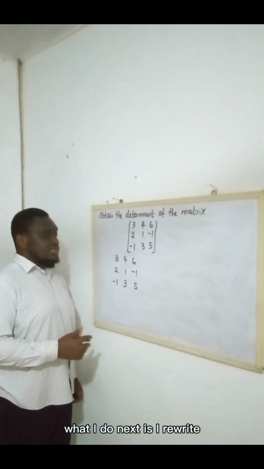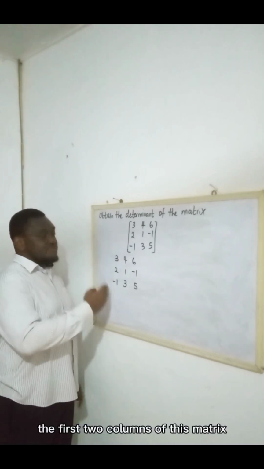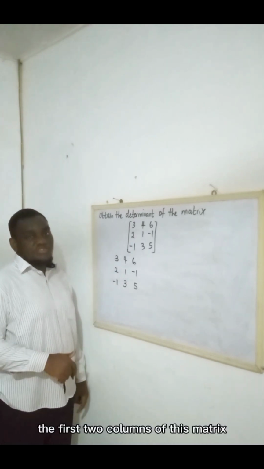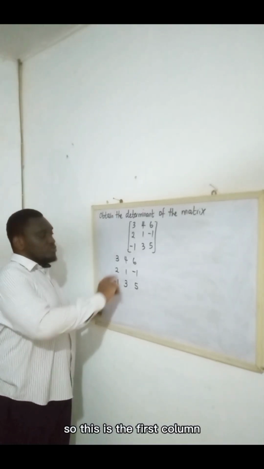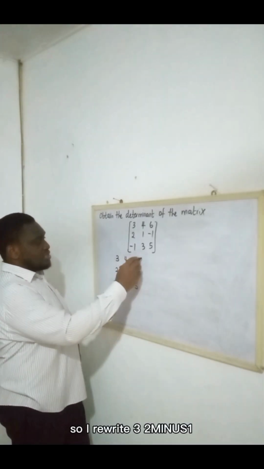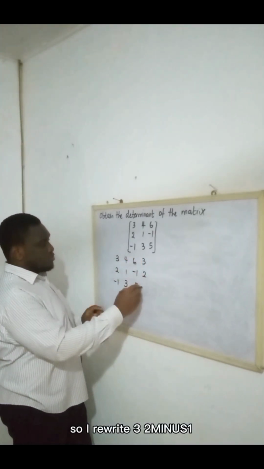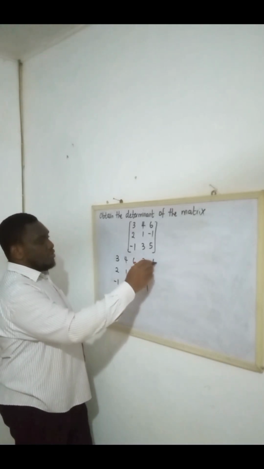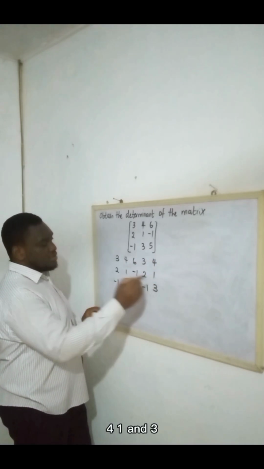What I do next is I rewrite the first two columns of this matrix. So this is the first column, this is the second column. So I will rewrite those two columns. So I rewrite 3, 2, minus 1, 4, 1, and 3.